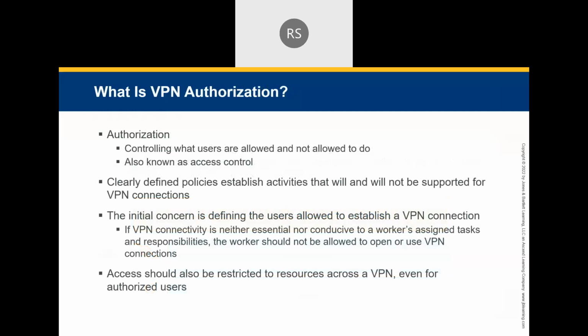Now, some key considerations of VPN authorization include essential connectivity. So the VPN connectivity should align with the worker's assigned tasks and responsibilities. So you want to make sure that unnecessary access is restricted, and also that any access to the resources across the VPN should be restricted, even for authorized users, based on your defined policies.